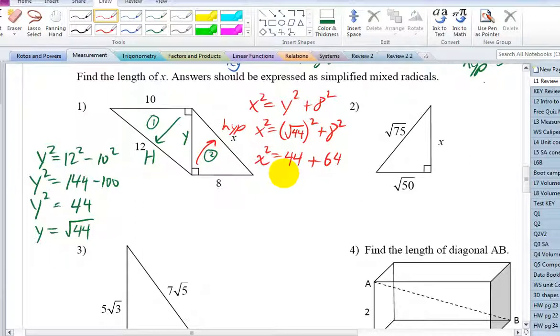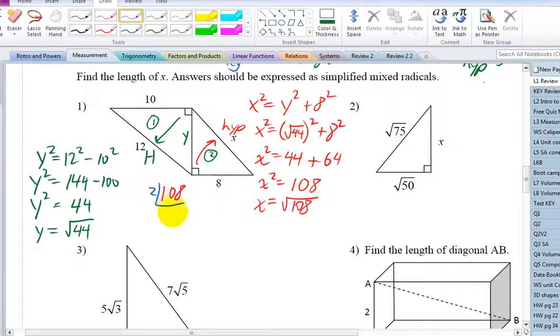Equals 44. We cancel each other out. That's why you shouldn't touch a calculator, because it's easier without it. Pretty cool stuff. Okay, that's grade 10 for you. So then you can just add them up. X squared equals 108. So what does x equal? Square root 108. But you're not done. Don't touch your calculator. Now you want to simplify it.